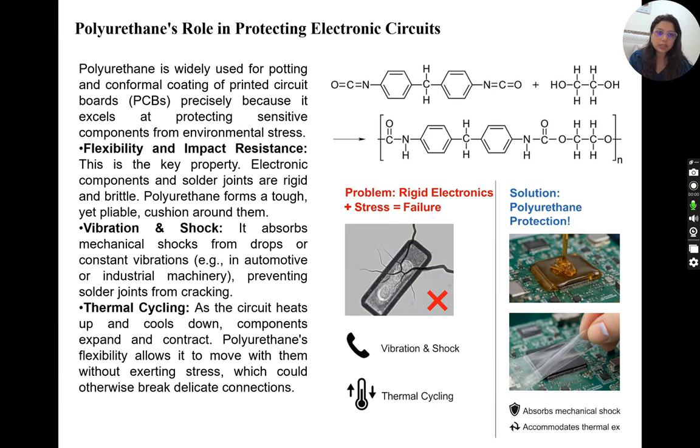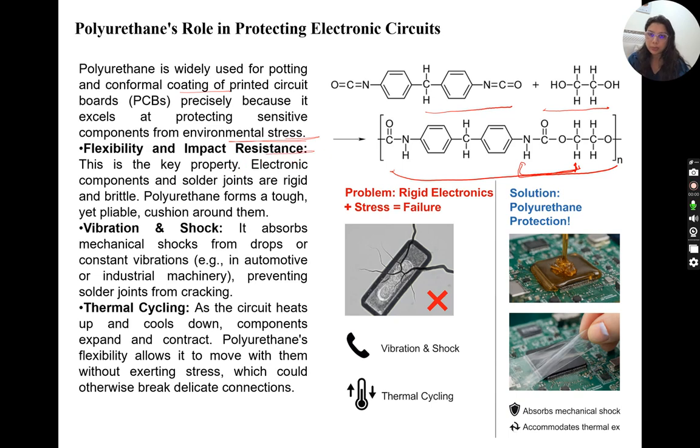If you look at the screen, this is the structure of polyurethane, in which two kinds of monomers react together to form polyurethane, and this is the urethane linkage which is generally formed during its formation. Polyurethane possesses many properties. First of all, it is widely used for coatings and conformal coatings, which we will read about in upcoming slides. It excels as protection for sensitive components from environmental stress because it has flexibility and impact resistance.